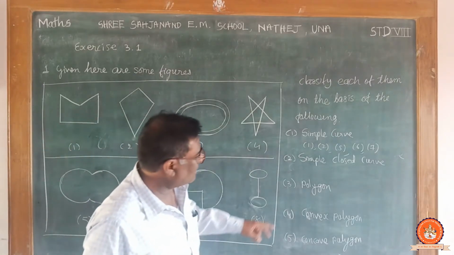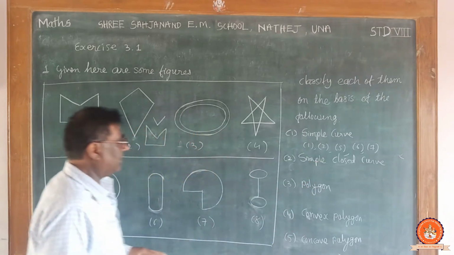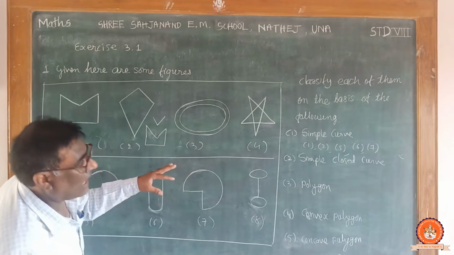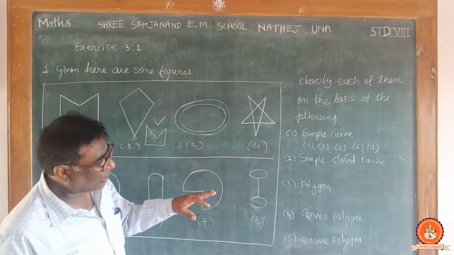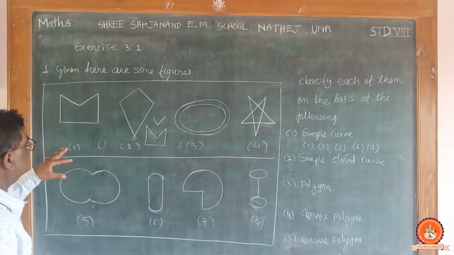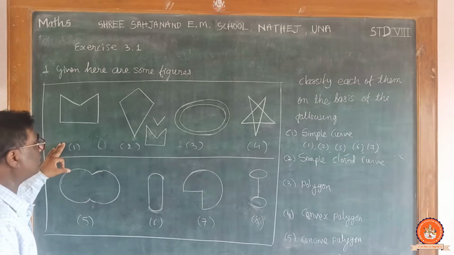Now think of the second criterion, a simple closed curve. Now my friend, all these figures are simple curves, and out of simple curves it can be a closed curve or an open curve. So these 5 are simple curves and also simple closed curves.